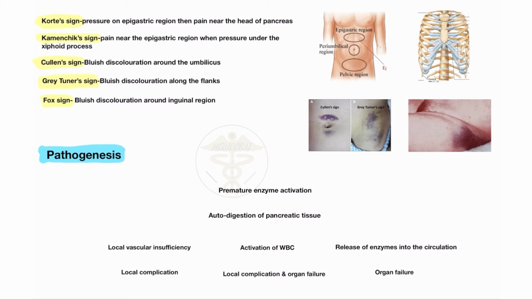These are called Cortisine in acute pancreatitis. What is Kamenchik sign? Kamenchik sign is pain near the epigastric region when pressure is applied under the xiphoid process.